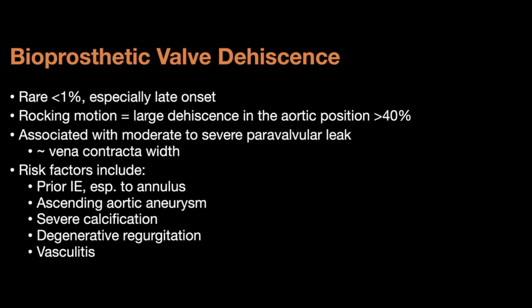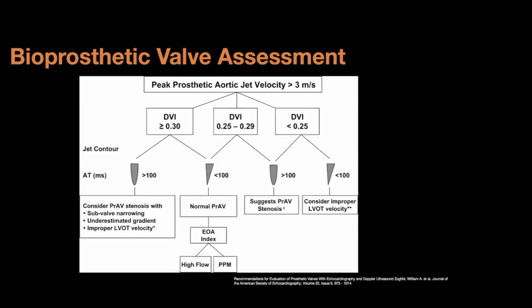This is associated, as we saw, with severe paravalvular leak. There was some mention of assessing the severity of the paravalvular leak by the width of the vena contracta, which can also suggest how much dehiscence there is. The risk factors are usually prior endocarditis, particularly infection of the annulus itself, an enlarging ascending aortic root aneurysm, which enlarges the annulus, severe calcification particularly of the annulus rather than just the valve leaflets, and degenerative regurgitation or vasculitis.